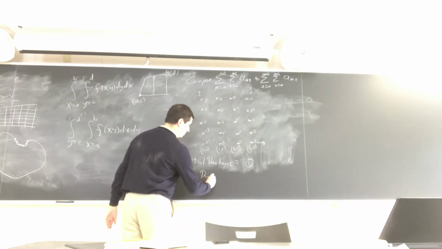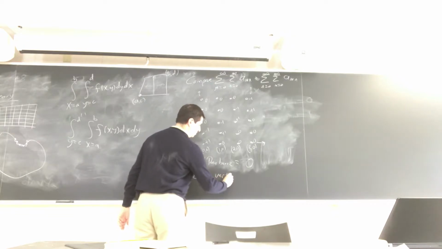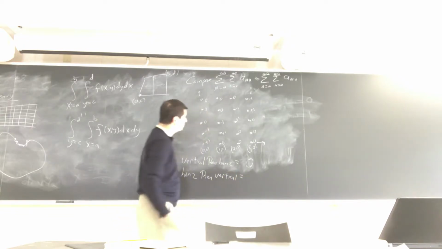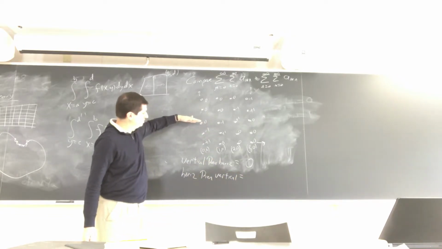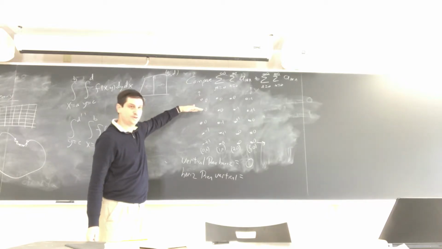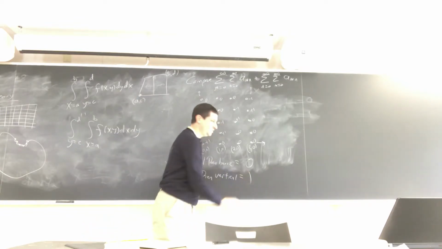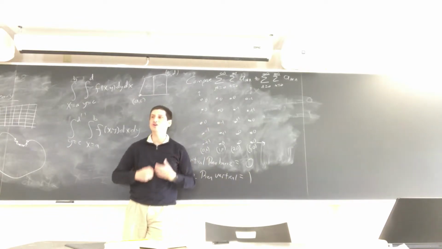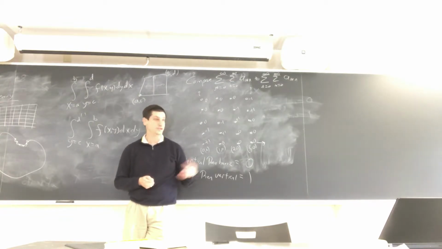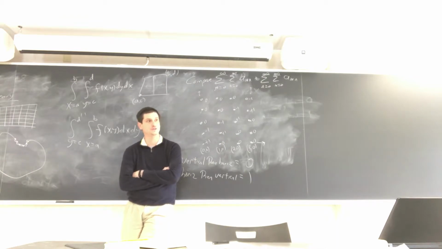What if I do horizontal, then vertical? What's the sum in the third row? Fourth row, fifth row, second row, first row? 1. So if you do horizontal then vertical, you get 1. If you do vertical then horizontal, you get 0. This shows that the order of integration matters.